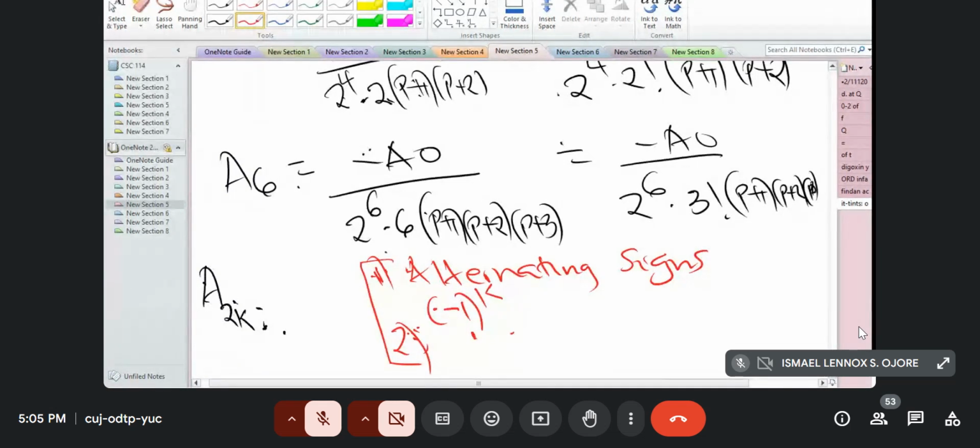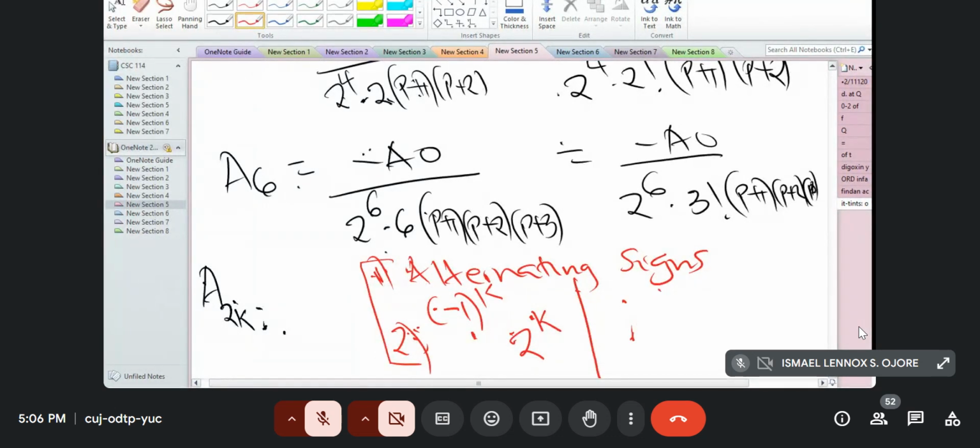What are we having? 2 raised to power 2k. At A6, we have 2 power 6. At A4, we are having 2 power 4. At A2, we are having 2 power 2. 2 power k. So we have 2 power k.